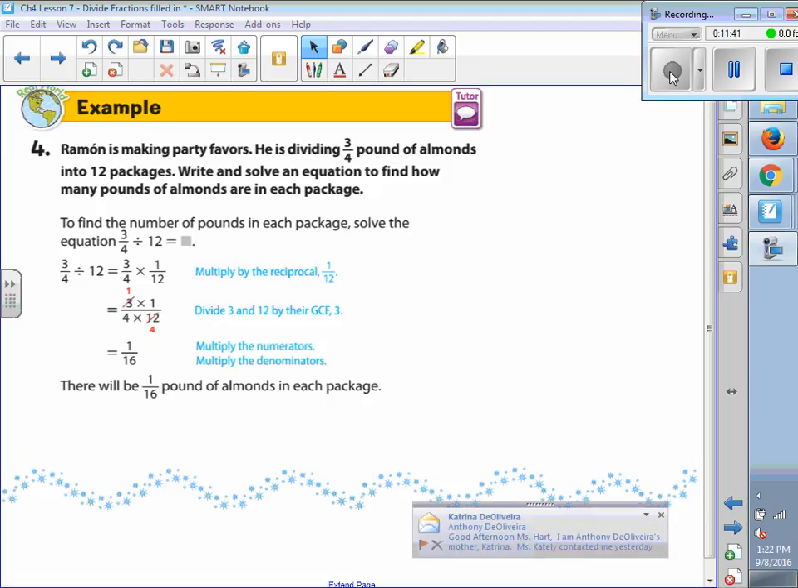The first fraction stays the same. The division becomes multiplication. And the second fraction becomes the reciprocal. So the reciprocal of 12 is 1/12. Very good. Now, before we multiply, we can simplify. And then we just multiply straight across like normal. Is everybody clear?